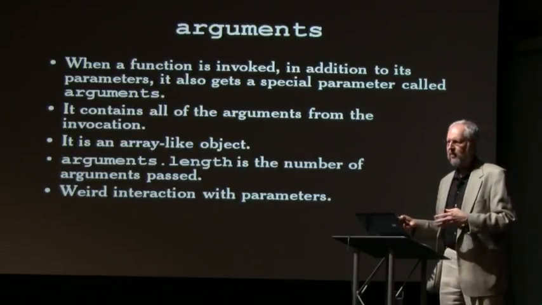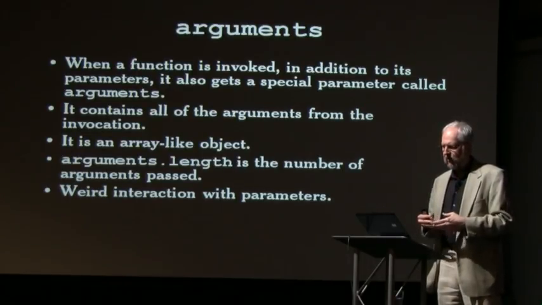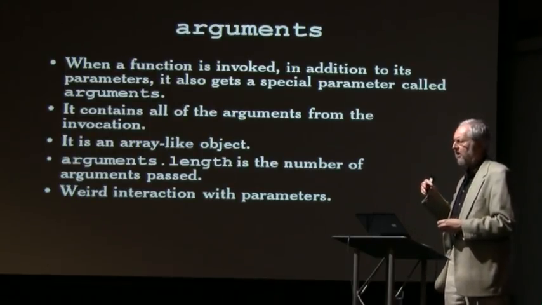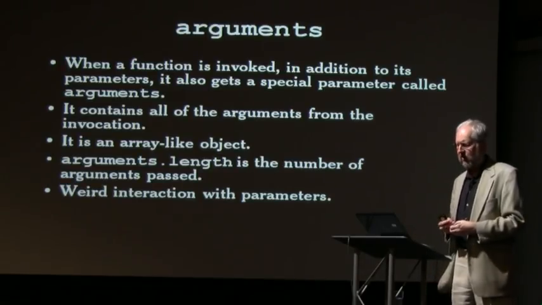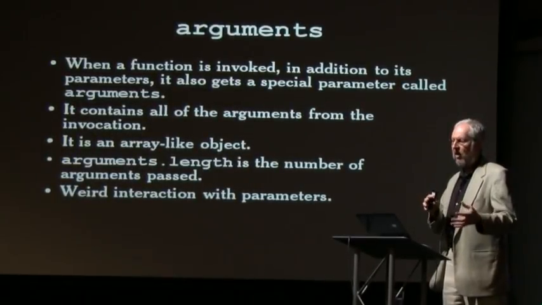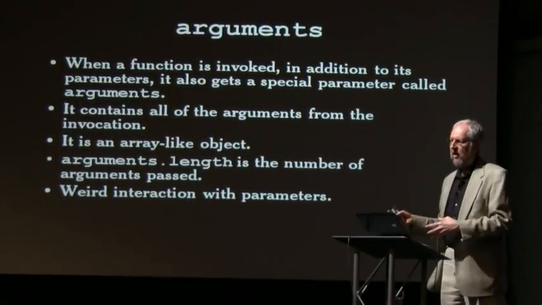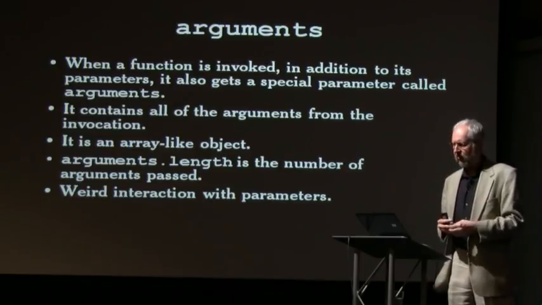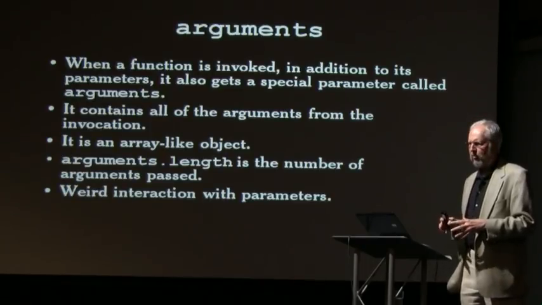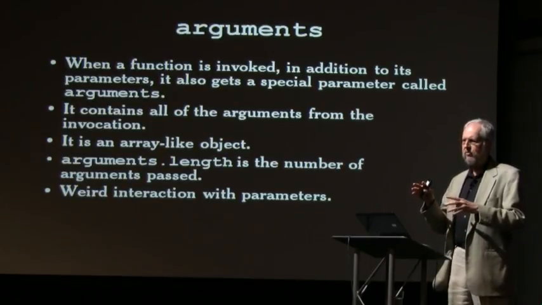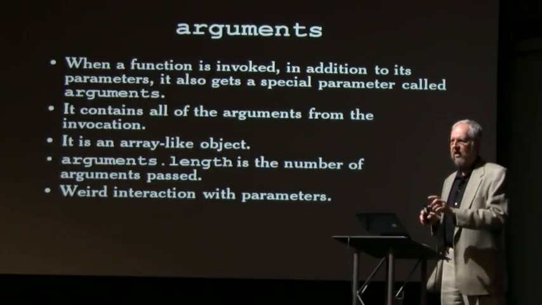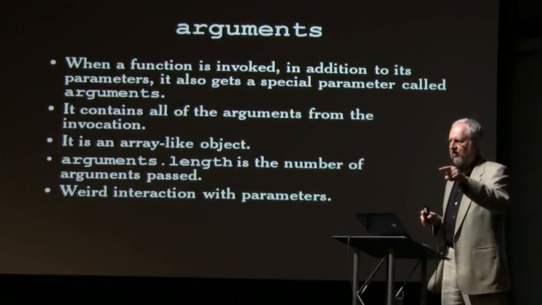It's an array-like object, but it is not an array, which is unfortunate, and I'll show you some examples of why that's unfortunate. It's array-like in that it has a length property, so you can ask arguments how many arguments were actually passed to this function, which might be different than the number of parameters that you specified. It also has very weird interaction with parameters. If you change one of the elements of the arguments array, you may change one of the parameters that it's associated with.